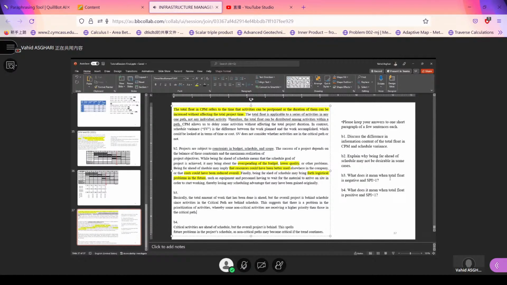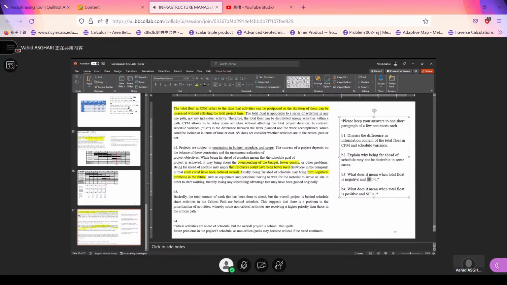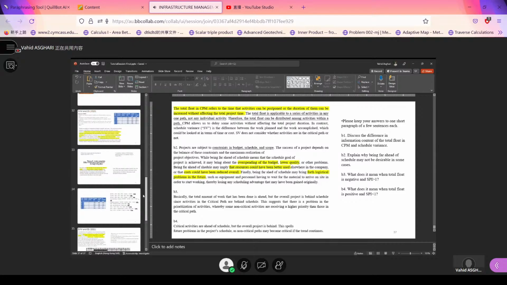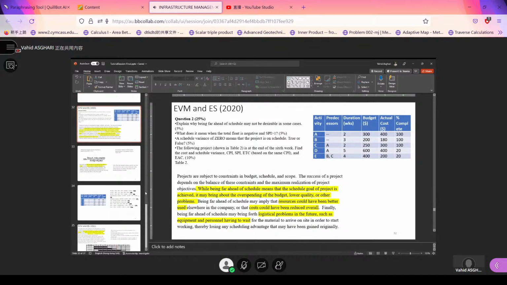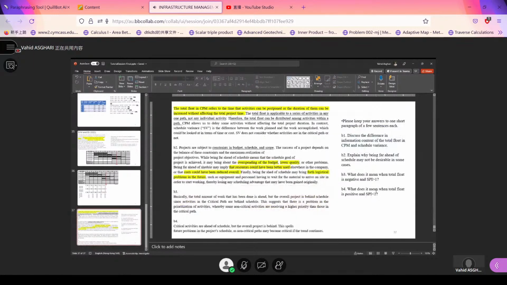Part 3: what does it mean when total float is negative and SPI is greater than 1? What does it mean when total float is positive and SPI is lower than 1? I'm going to read them both to you. Basically, the amount of work that has been done is ahead because SPI is greater than 1, but the overall project is behind the schedule since the activities... This is basically the previous question in the previous year. It's the same question here. The next one is also exactly the opposite of this one.